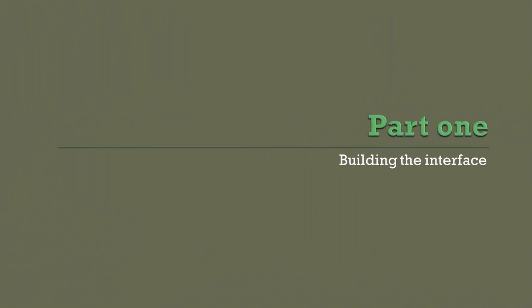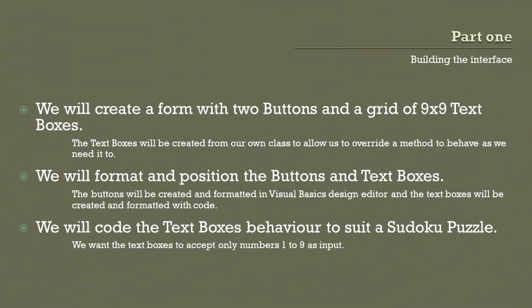Part 1. Building the interface. In Part 1 we shall create the empty game shell or interface. We shall create all necessary controls, and we shall format and position them.